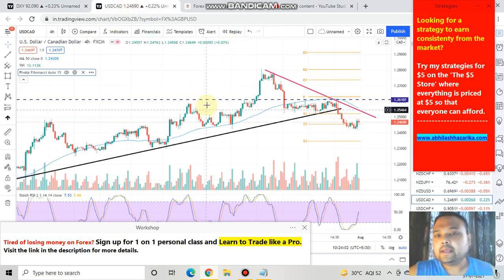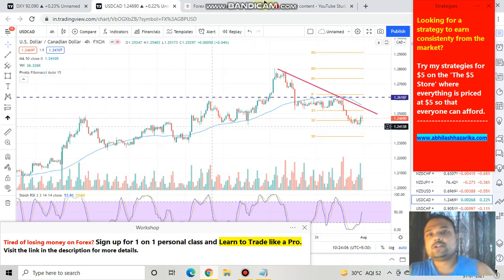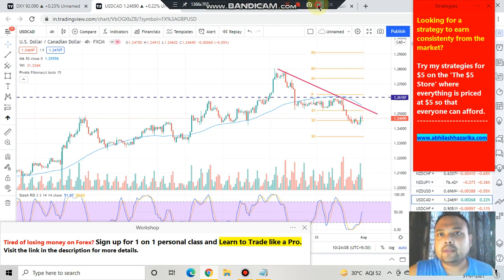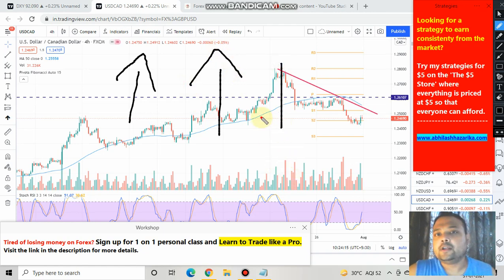And the same thing has also happened with the chart of USD CAD, because these two charts are extremely correlated. As we all know, if the US dollar is going up, then USD CAD is also going up. If the dollar is going down, USD CAD is also going down. And right now the dollar is in a downtrend, under the dominance of sellers. Therefore USD CAD is also seeing selling pressure.